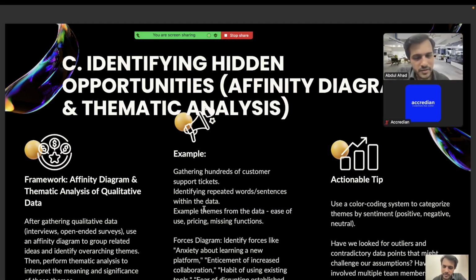Or there might be pricing issues as well. Maybe we are not pricing it well, so people are not too happy about it. So we need to understand what those emerging themes are that people, that customers, are talking about, and accordingly we can take action.